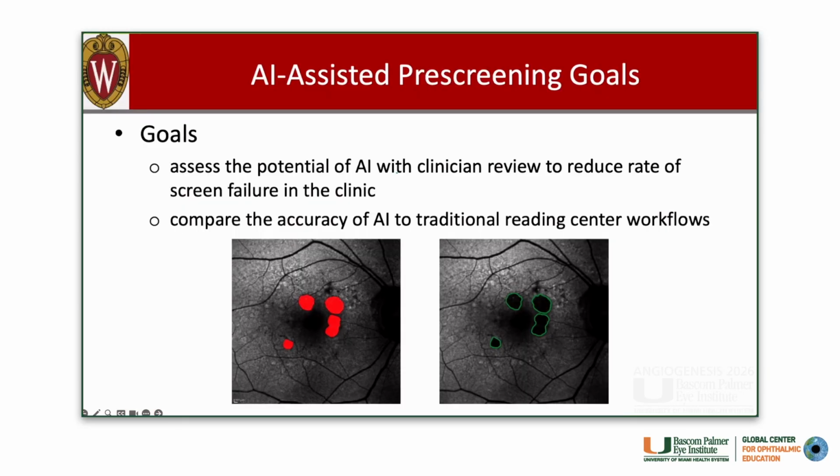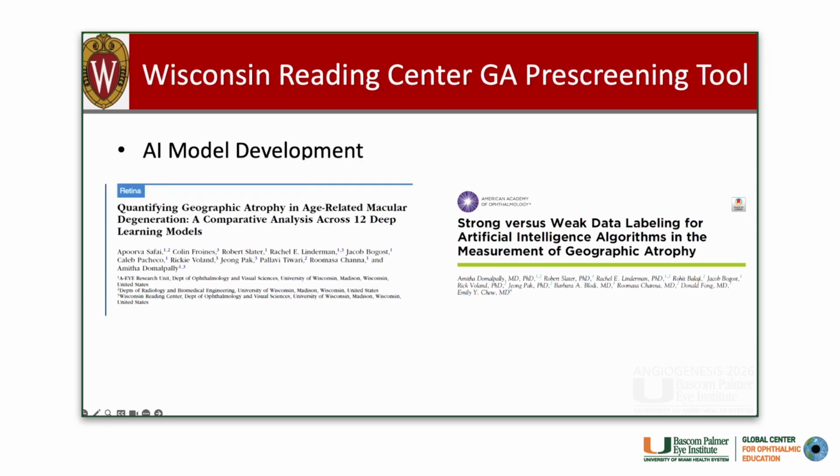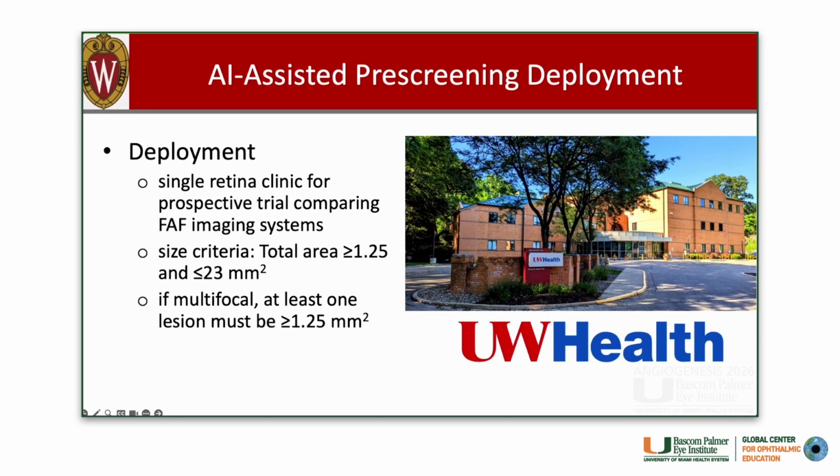Our goals are to assess the potential of AI with clinician review to reduce the rate of screen failure in the clinic. And we'd like to compare the accuracy of AI to traditional reading center workflows. The University of Wisconsin does have a GA pre-screening tool. The model development is explained in these two papers from 2024. Today I'm going to focus on AI-assisted pre-screening deployment. How can we implement pre-screening?